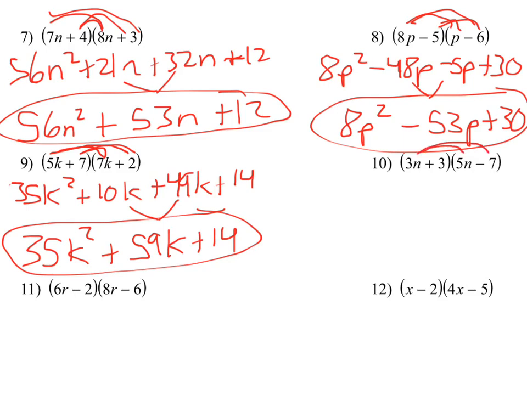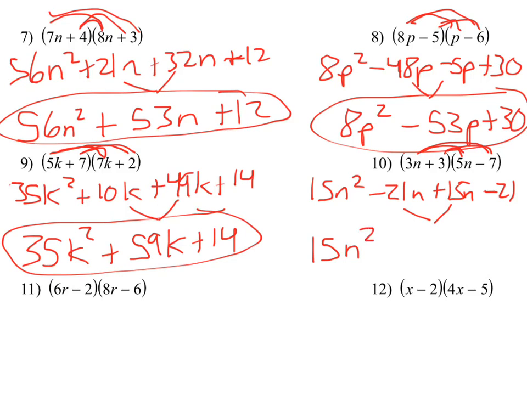3n times 5n is going to give me 15n squared. And then 3n times negative 7 is negative 21n. 3 times the 5n gives me positive 15n. And then 3 times negative 7 gives me negative 21. Combine these inside pieces together, and you get 15n squared minus 6n. And then subtract 21 on the end. And there you go, there's that one.